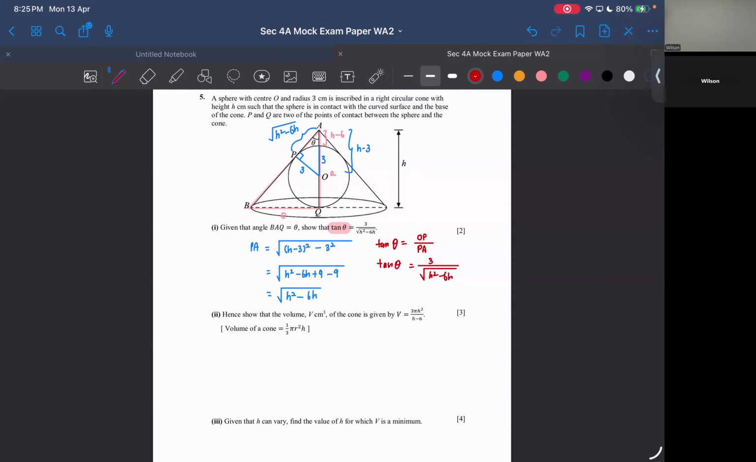Okay, so tangent is opposite over adjacent. This one is BQ over AQ, which is equal to this. Agree? Now, BQ is unknown. We have AQ. So BQ is the radius times AQ.